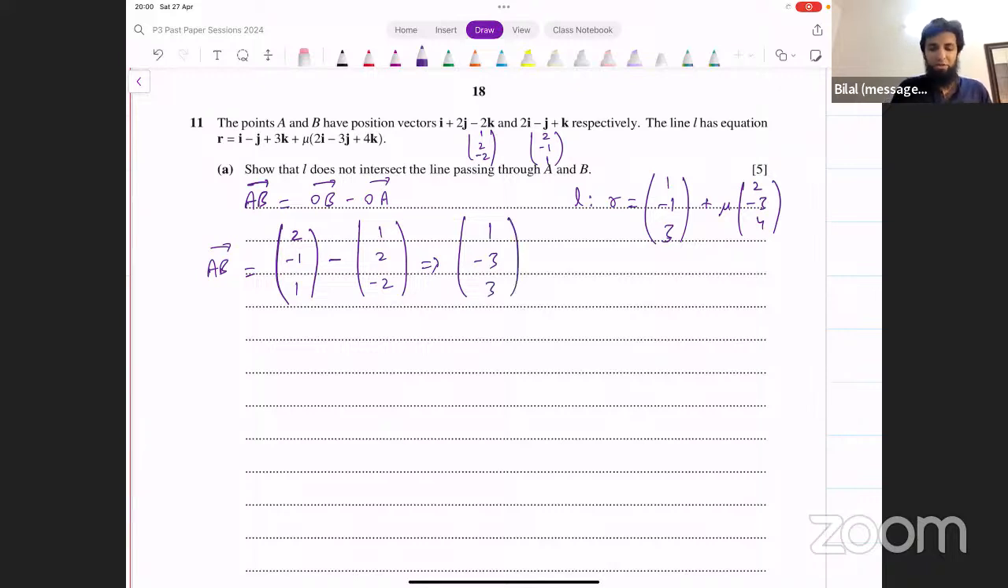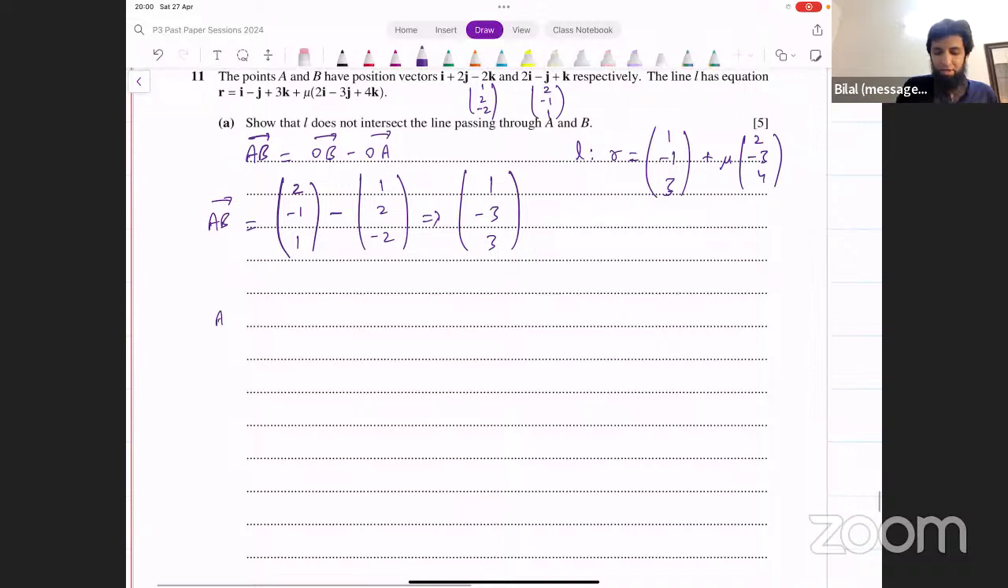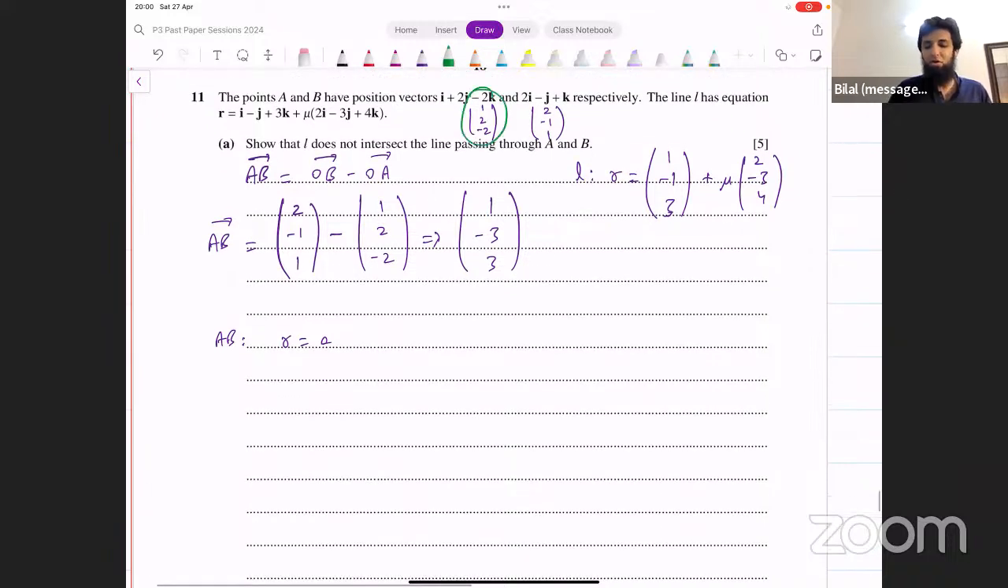Can we write down the equation of AB now? The equation of the line AB would look like this. R equals, remember the form, A plus lambda D. They've used mu here, so we can use lambda here for this equation. A is any point that lies on the line. You could use any one of these points. You could use this or this. Both of them will work.